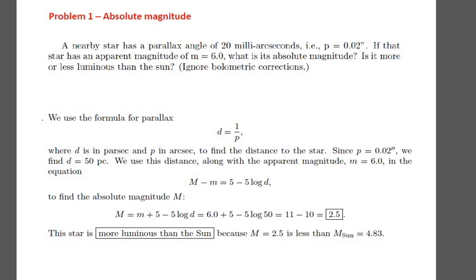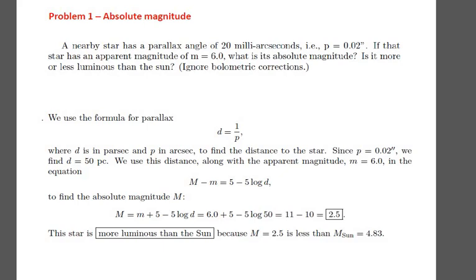The first one is, suppose a nearby star has a parallax angle of 20 milliarcsecond. So the value is this. Now if the star has an apparent magnitude of 6, then what is its absolute magnitude? And is it more or less luminous than our sun?